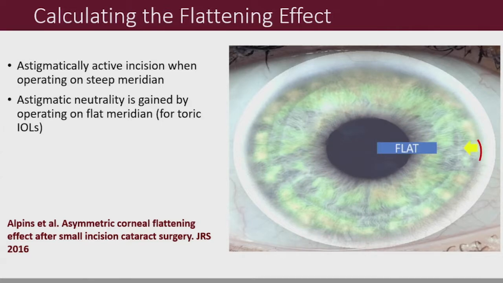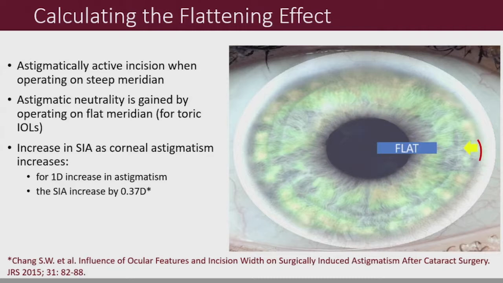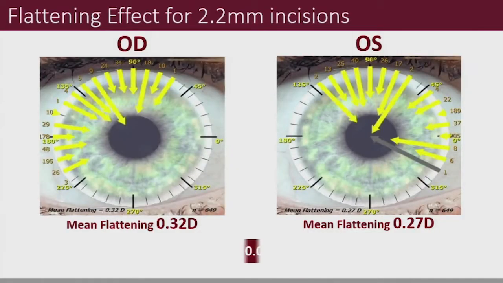The other variable of the SIA is shown by Su Cheng from Shanghai, and what she showed is as the astigmatism increases, so does the SIA, almost greater than a factor of 1 in 3. For every diopter, you get more than a third of a diopter increase in the SIA. So the SIA is quite a variable figure.